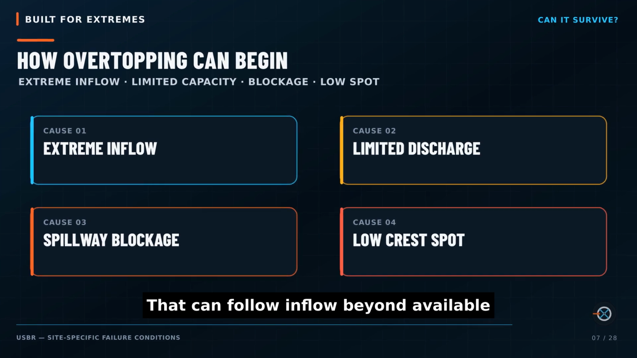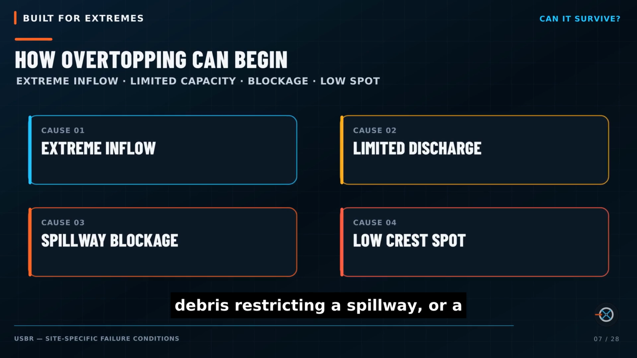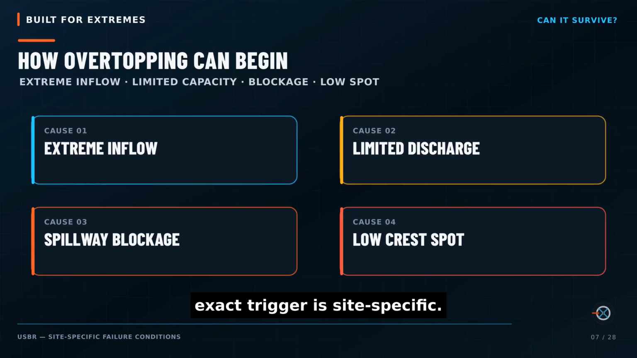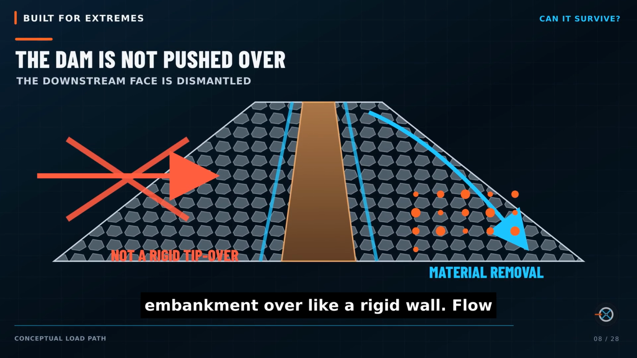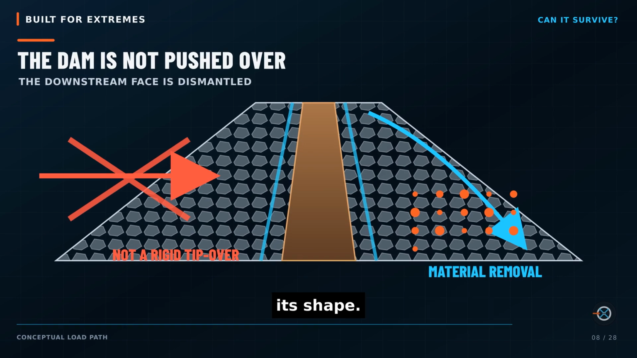That can follow inflow beyond available discharge capacity, unavailable gates, debris restricting a spillway, or a settled low spot in the crest. The exact trigger is site-specific. The most important point is this: overtopping usually does not shove an embankment over like a rigid wall. Flow attacks the material that gives the dam its shape.